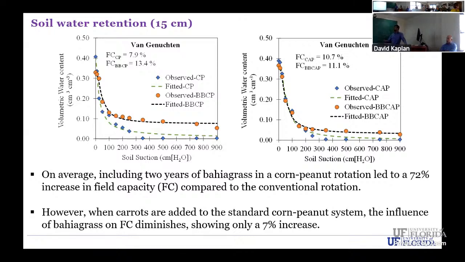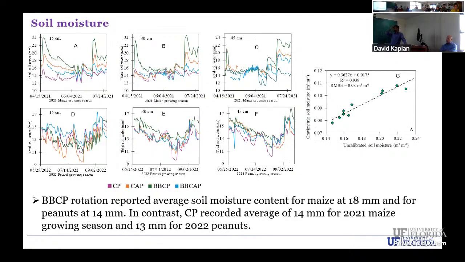Okay, let's go. So this is the soil moisture dynamics. Again, the sensors that we use are uncalibrated sensors, or I can say they are factory calibrated. Every field requires field calibration, right? So we developed a field calibration first. We compared the uncalibrated soil moisture data with the gravimetric soil moisture data, and then we applied that to all the soil moisture sensors. And this is the rotation.